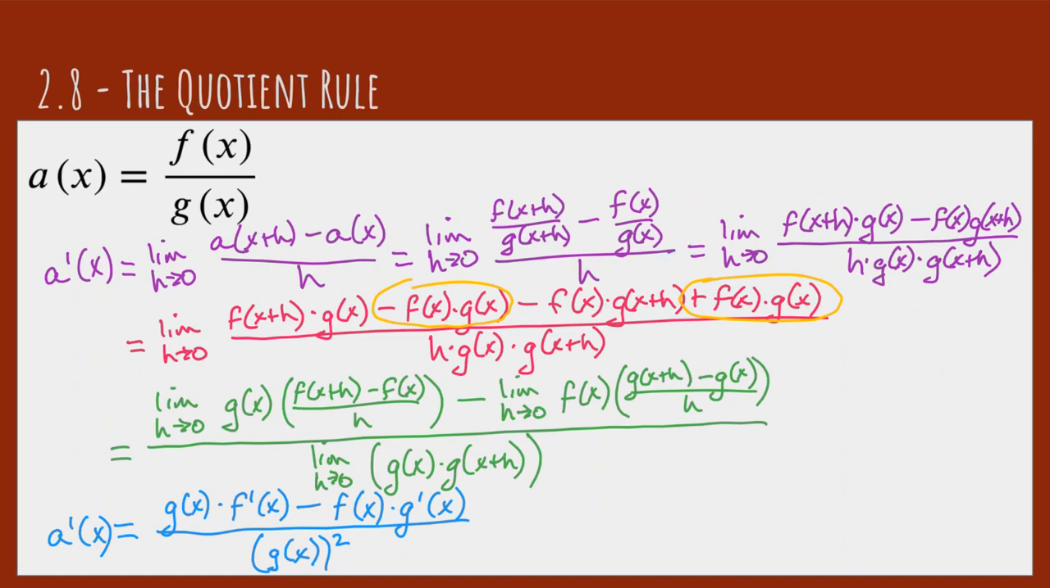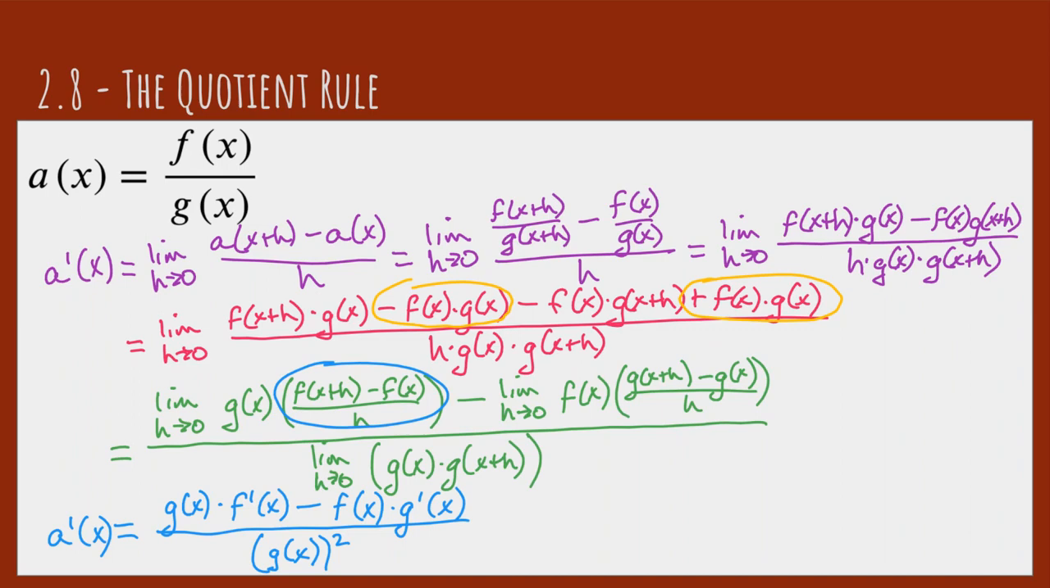And then I did that same trick where I subtracted and added the same term. By subtracting and adding the same term in the numerator, I didn't change the value of it, but I was able to then get some expressions that looked like the definition of the derivative of f and g. And ultimately, we show that the derivative of a is given by this expression, the quotient rule.